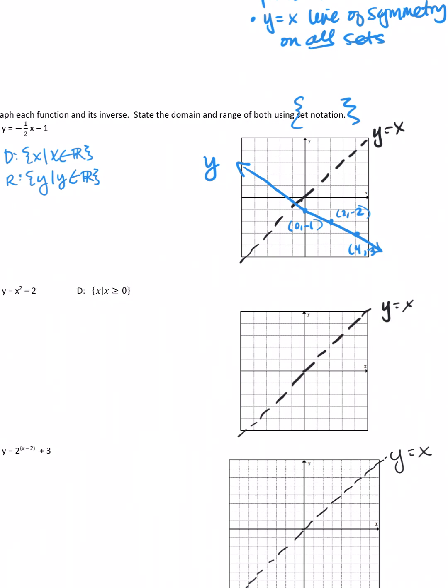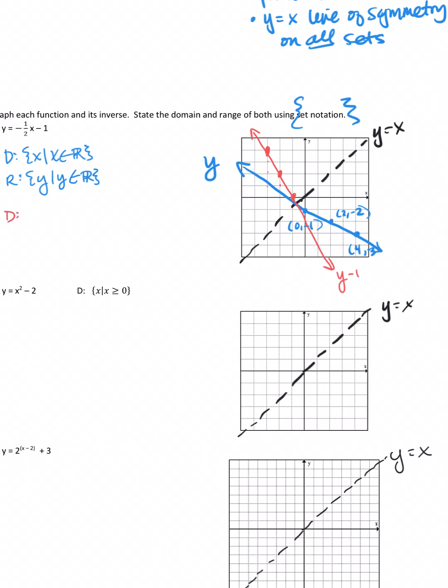So 0, -1 is going to become -1, 0. 2, -2 is going to be -2, 2. And then 4, -3 will be -3, 4. All right, so if I draw on my line, using my straight edge, this is my inverse function, so make sure to label, and look at that.